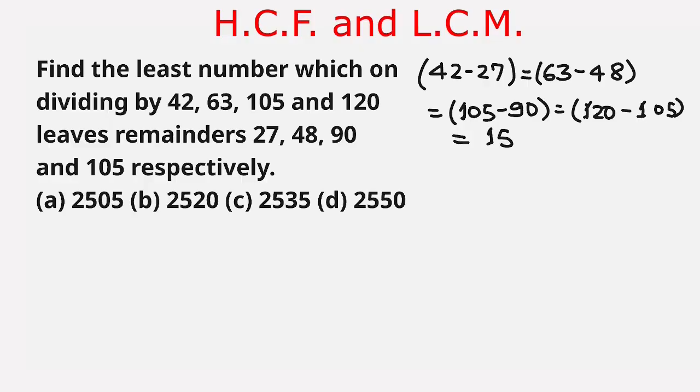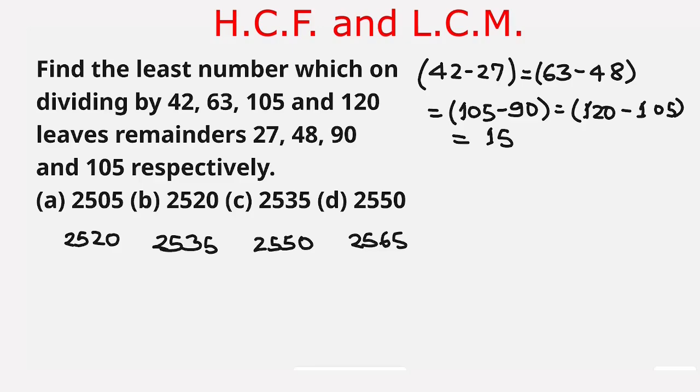I will show you how to do it. We add 15 to these options. Option A becomes 2520, option B becomes 2535, option C becomes 2550, and on adding 15 to option D, it becomes 2565.